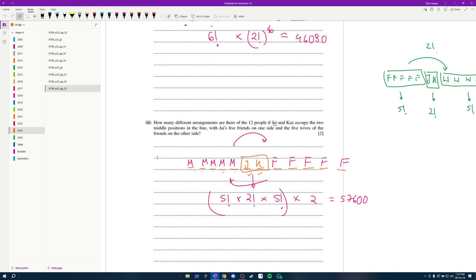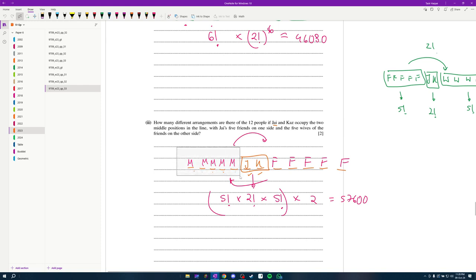How many different arrangements are there of the 12 people if Jay and Kaz occupy the 2 middle positions in the line, with Jay's 5 friends on one side and the 5 wives of the friends on the other side? Okay. So Jay and Kaz occupy the 2 middle positions. So there are 12 spots for 12 people. And the middle spots are the 6th and 7th spot. So Jay and Kaz want to be here. The 5 friends on one side, and the 5 wives on the other side.